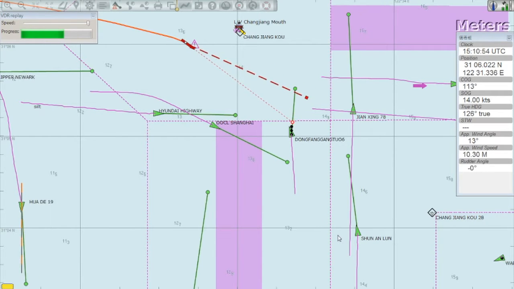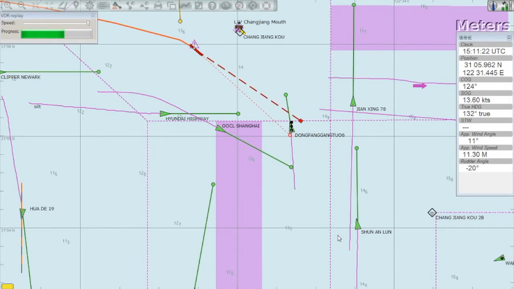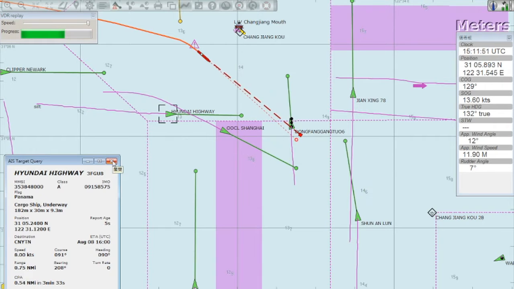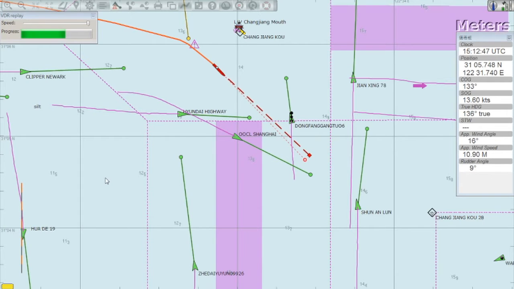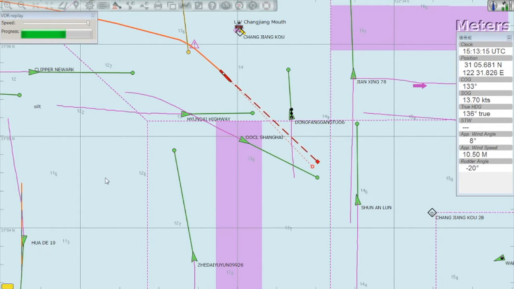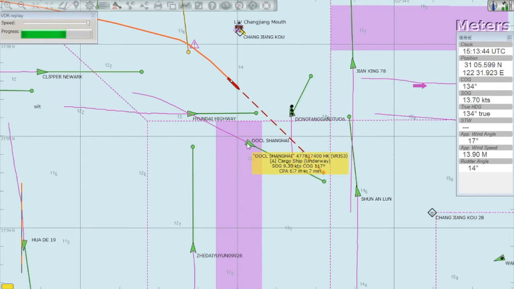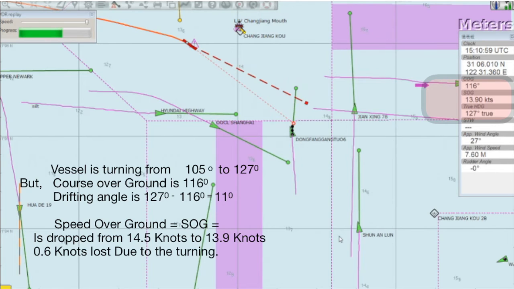Now the rudder is starboard 20, so the ship is turning very quickly from 105 to 129 degrees. It is over 20 degrees, and how many minutes I'm not so sure. But let's see what's happening when the vessel is turning. What happens when the vessel turns is that the ship's heading is not the same as its course over ground. It means the vessel's real movement is right now 116 degrees, but the ship's heading is 127 degrees.